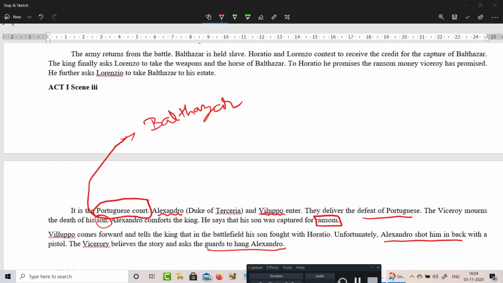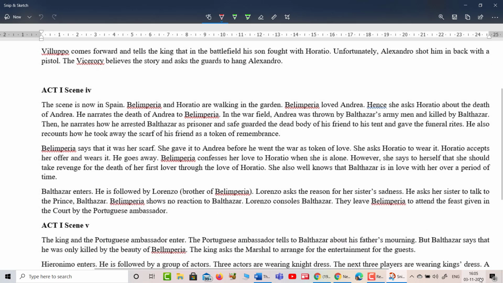So the third scene comes to an end, and you'll see what happens in the next scene. Now, Act 1, Scene 4, the most important scene. Now it again opens in Spain.